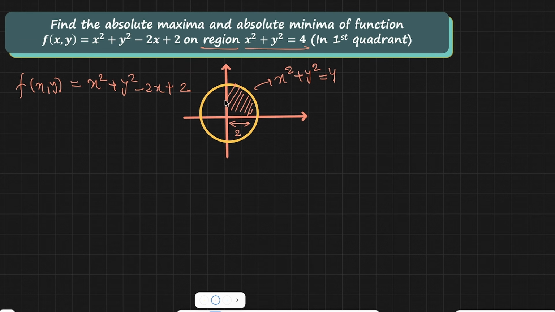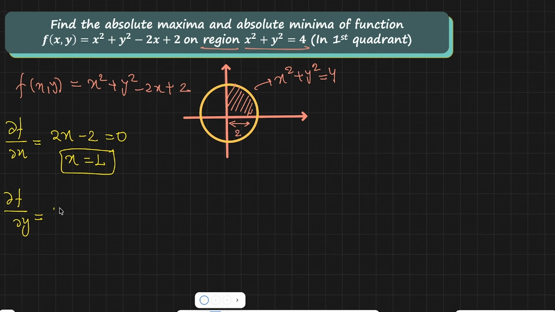How to find out the absolute maxima and minima? The first step is, first of all, you find out the partial derivative with respect to x. That will be 2x minus 2 is equal to 0, so x is equal to 1. Then the partial derivative with respect to y, that will be 2y, so 2y is equal to 0, then y is equal to 0. So what critical point did you get? That is 1 comma 0.